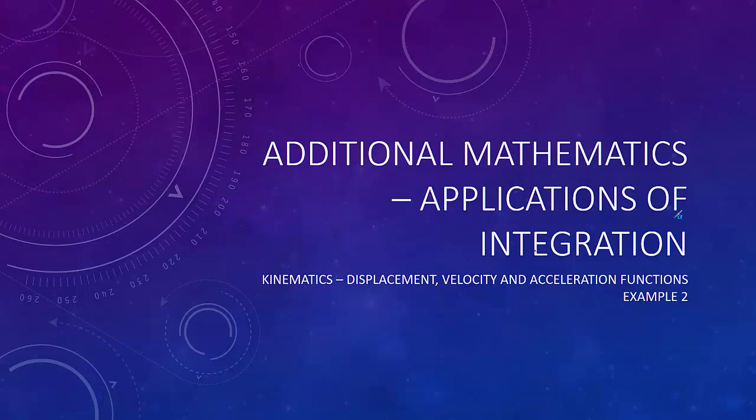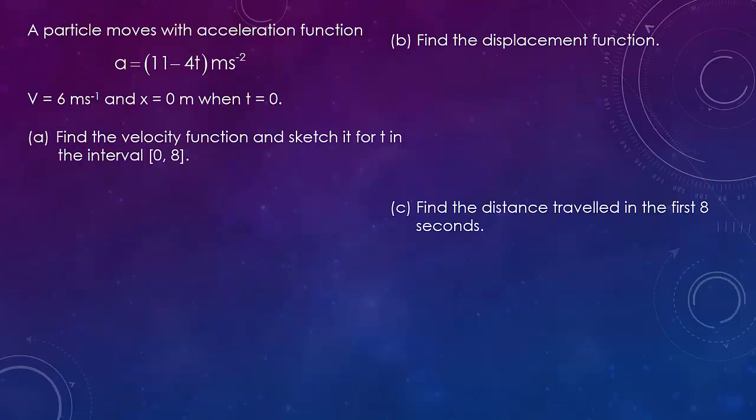Example 2. A particle moves with acceleration function a is equal to 11 minus 4t meters per second squared. v is equal to 6 meters per second and x equals 0 meters when t is 0. We want to find the velocity function and sketch it for t in the interval 0 to 8.